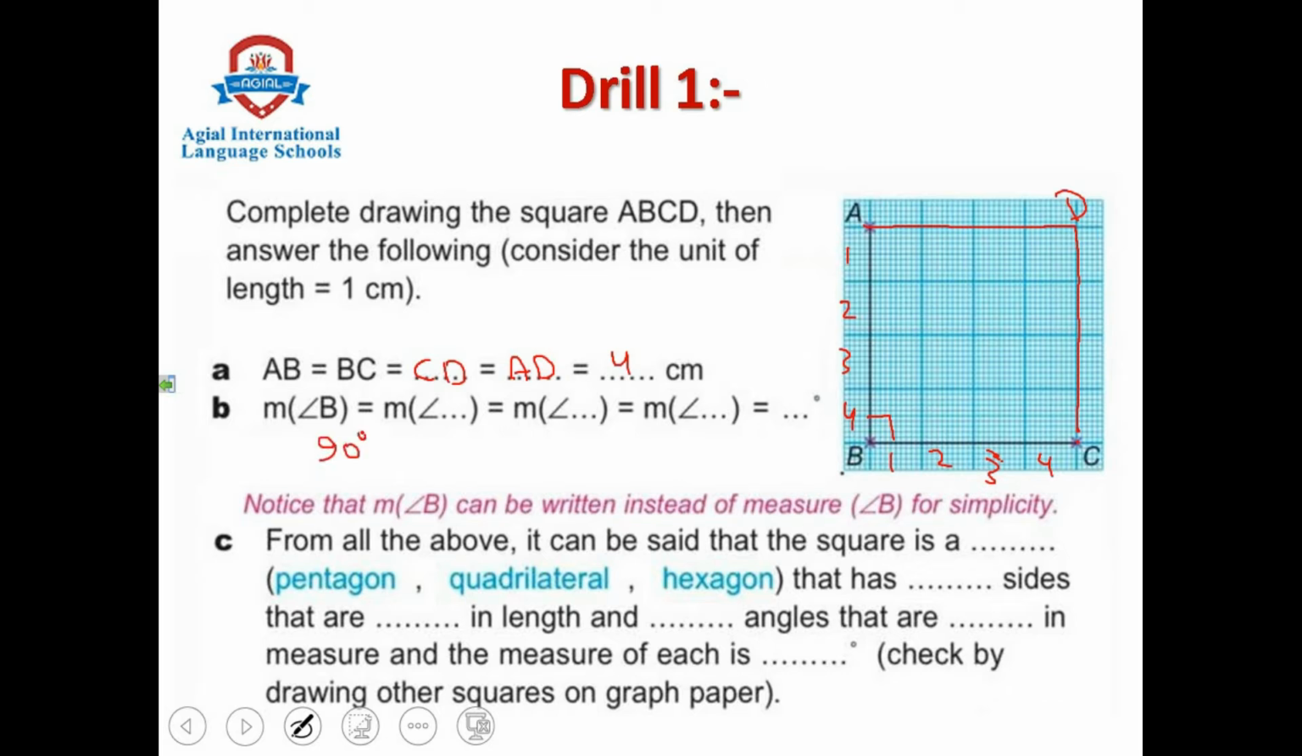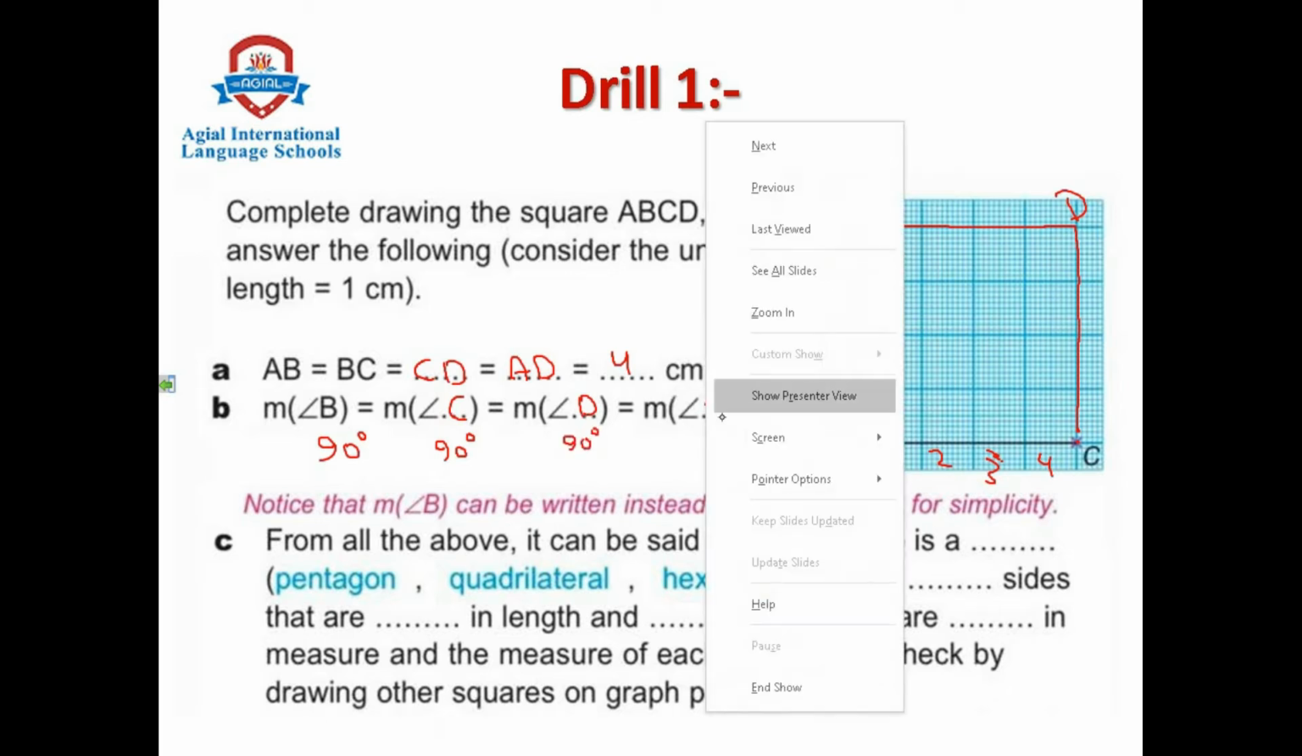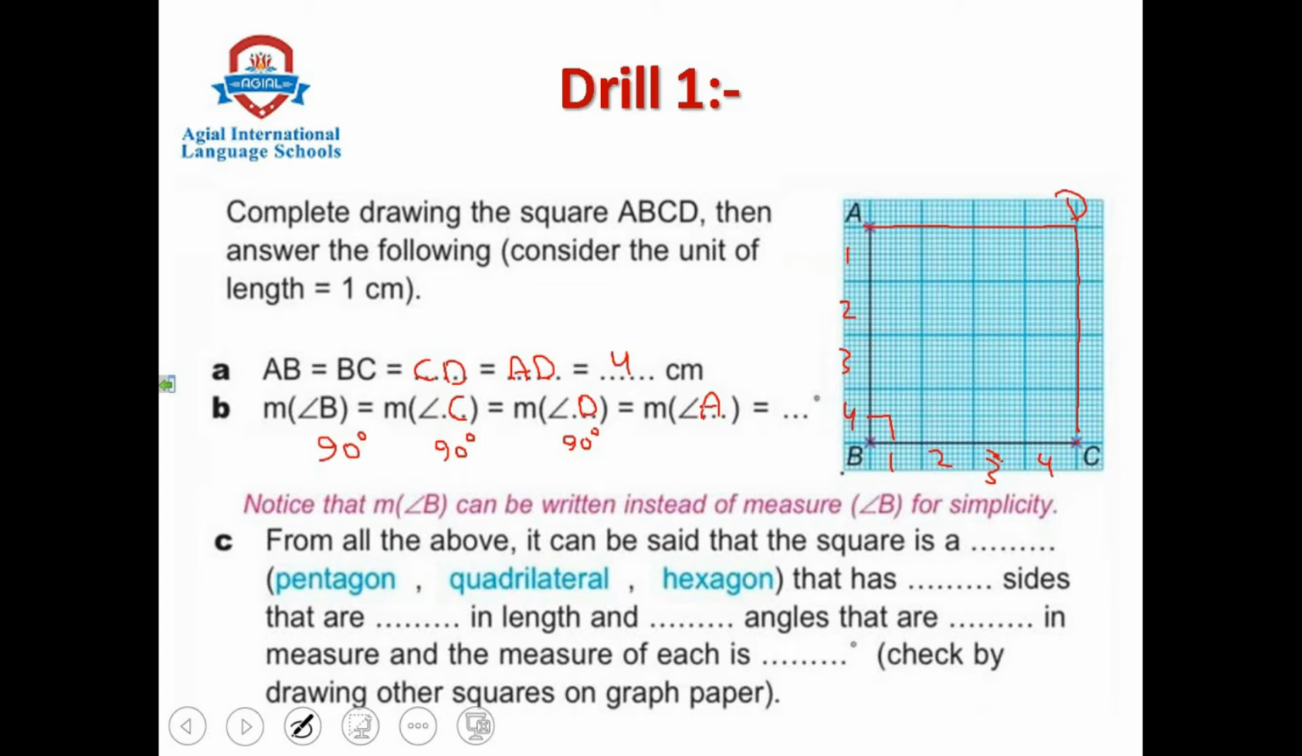And the measure of angle C is equal 90. And the measure of angle D is also equal 90 degrees. And A is also equal 90 degrees. To find the measure, you have to use your protractor. Then, the measure of angle B is equal to the measure of angle C, equal to the measure of angle D, equal to the measure of angle A. So, all of them equal 90 degrees.